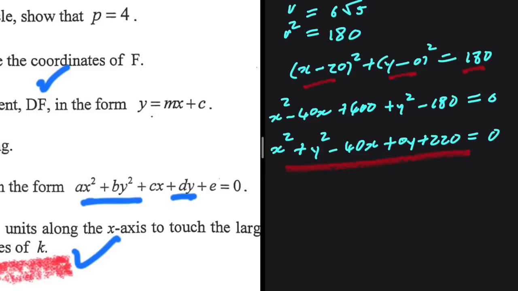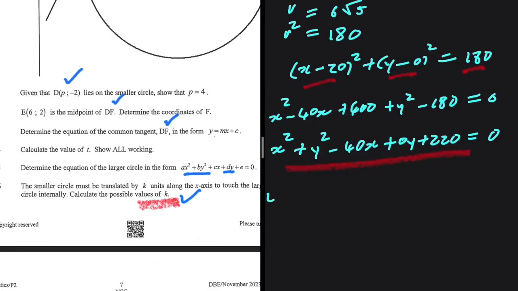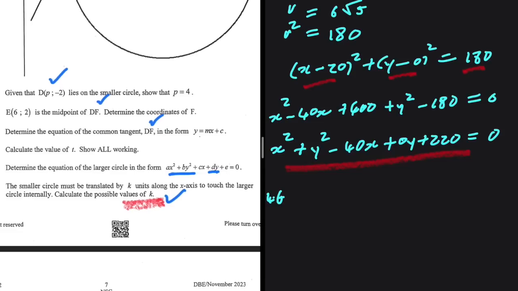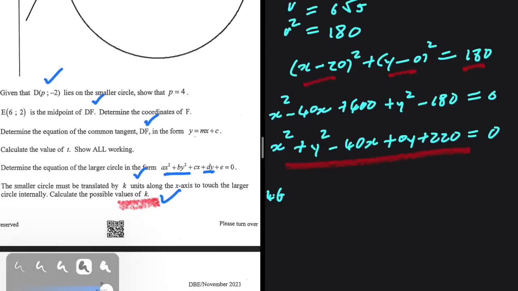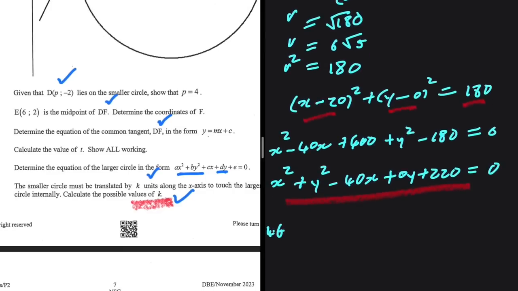Okay, that is 4.5. The interesting question, really, 4.6. Yeah, this is interesting. Not for the faint-hearted ones. I hope I don't fall under the domain of those with the faint of heart. The smaller circle must be translated k units along the x-axis to touch the larger circle internally. Calculate the possible values of a.